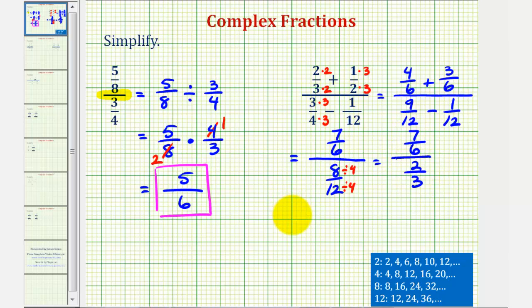Now we can write this as a division problem. Again, this means 7/6 divided by 2/3. So 7/6 divided by 2/3 is equivalent to 7/6 times the reciprocal of 2/3, which would be 3/2. And again, before we multiply, we can simplify. 3 and 6 share a common factor of 3. There is 1 3 in 3, and 2 3s in 6. So we have a numerator of 7 and a denominator of 2 times 2, or 4. So this complex fraction simplifies to 7/4.